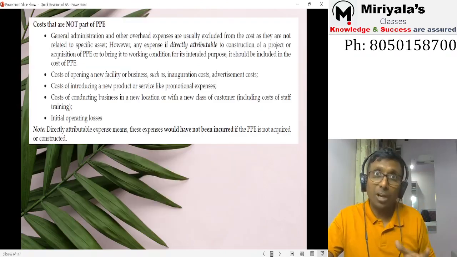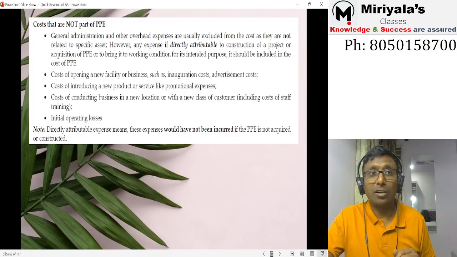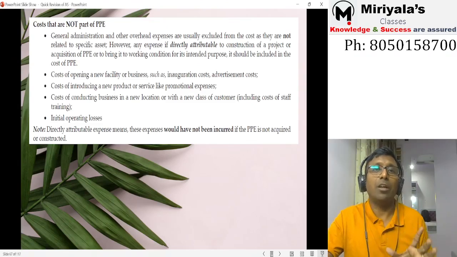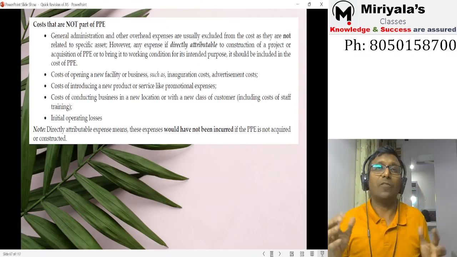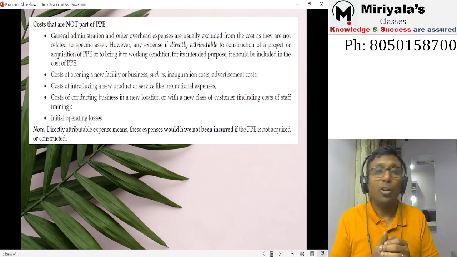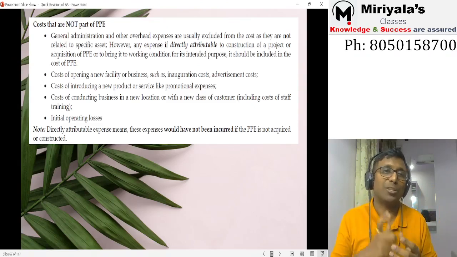What cost will not be capitalized, sir? As I told you already, general administration cost, never. Abnormal loss, never. Cost of opening a new facility: I have constructed one factory and held an inauguration function. No, that is not going to be capitalized. It should be charged to P&L.